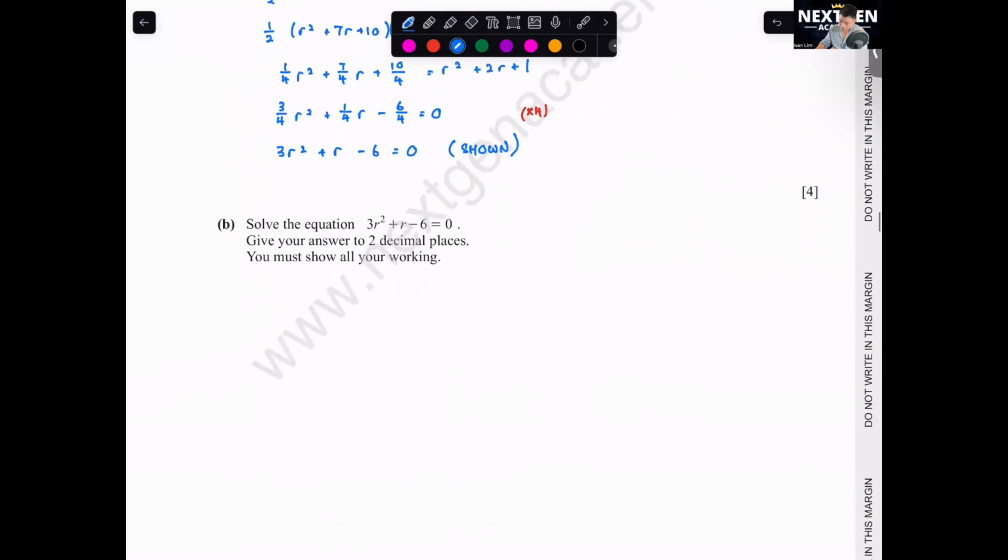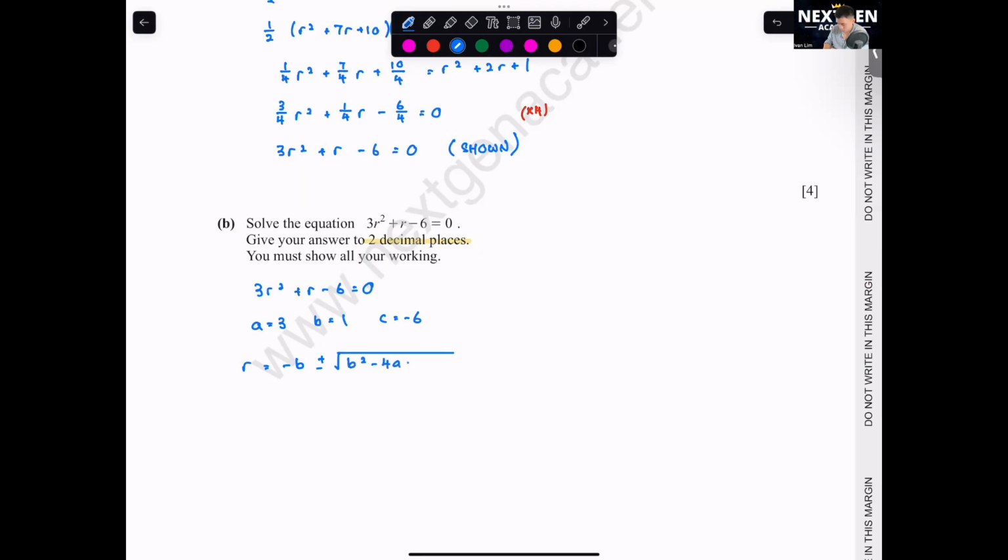Question B. Solve the equation, then give your answer to 2 decimal places. When they ask you to solve a quadratic and they say to 2 decimal places, what you normally need to do is use the quadratic formula, because your answer won't be a nice value. So we are going to substitute into the quadratic formula. You all have to memorize it. So a is equal to 3, b equals 1, c equals negative 6. We're going to put, this is r, negative b plus minus square root of b squared minus 4ac over 2a.